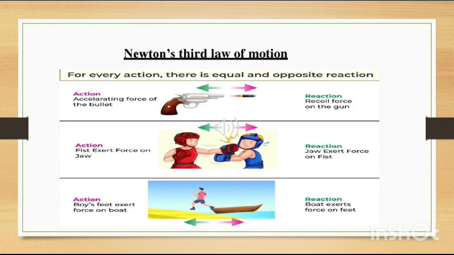Newton's third law of motion states that for every action there is an equal and opposite reaction. Example: the accelerating force of the bullet and the reaction recoil force on the gun. You can see this in the above pictures. These are all examples of Newton's third law of motion.